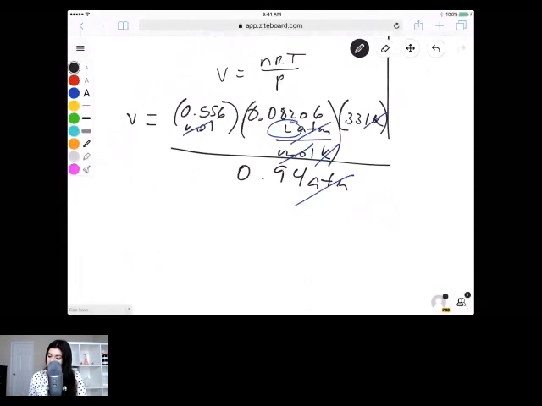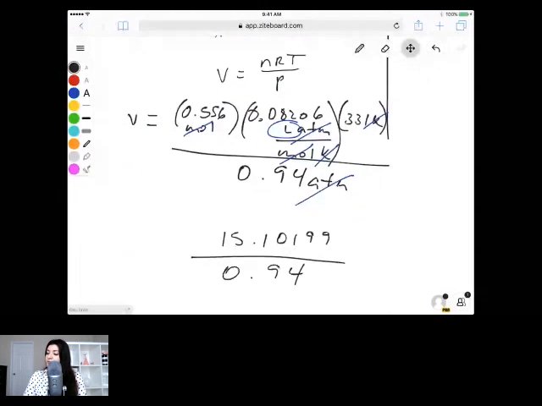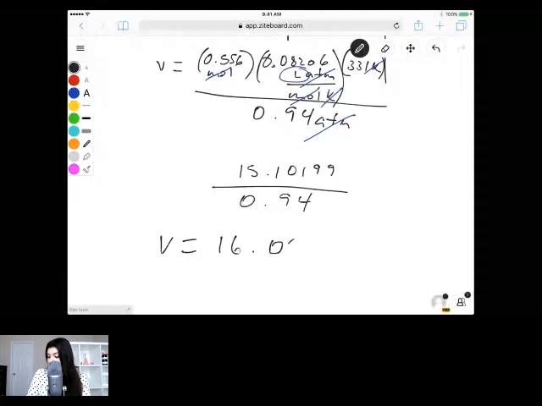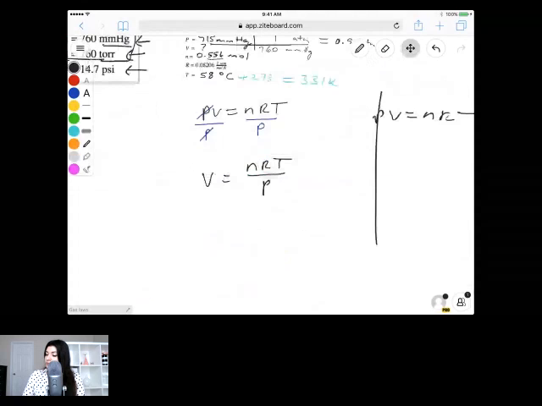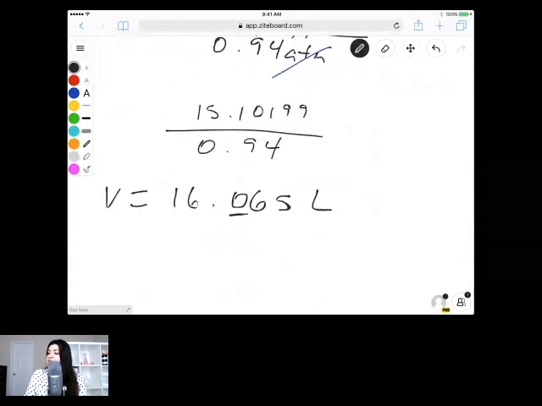Let's see what we get. 15.109 divided by 0.94. And then our volume is 16.065 liters. Let's see how many sig figs we have to round to. So we have 3 sig figs as a whole. So I'll round this to 3 sig figs, so 16.1 liters for our volume.